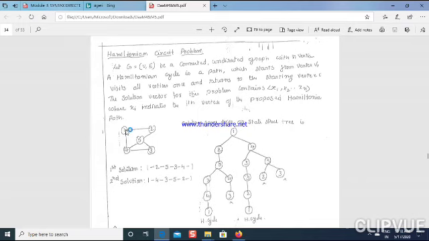Here you will be given an undirected connected graph. You have to start with one particular vertex, visit all the other vertices exactly once and come back. It is similar to the TSP problem, but in TSP you will be searching for a minimum cost. Here you are not searching for any minimum cost, we are just checking whether the cycle or a path exists or not.